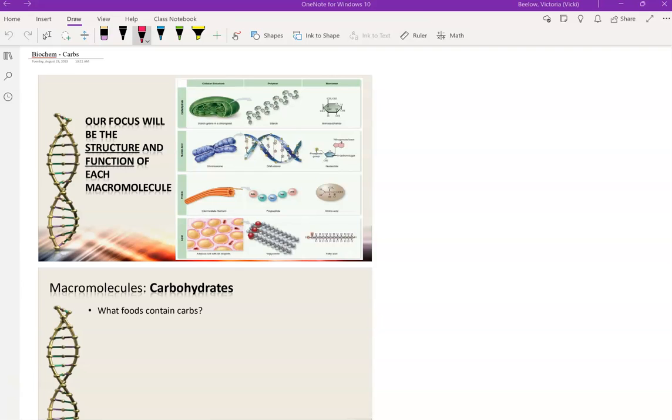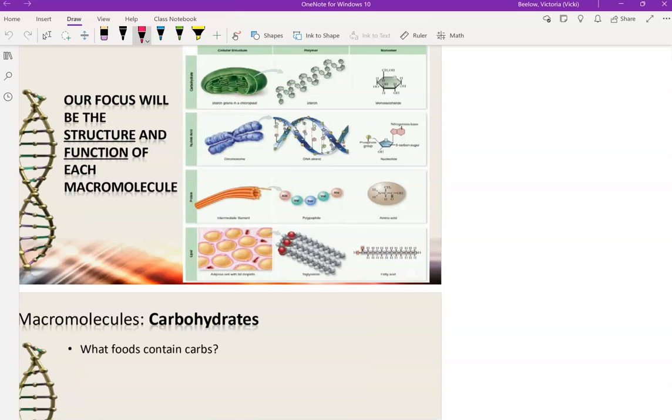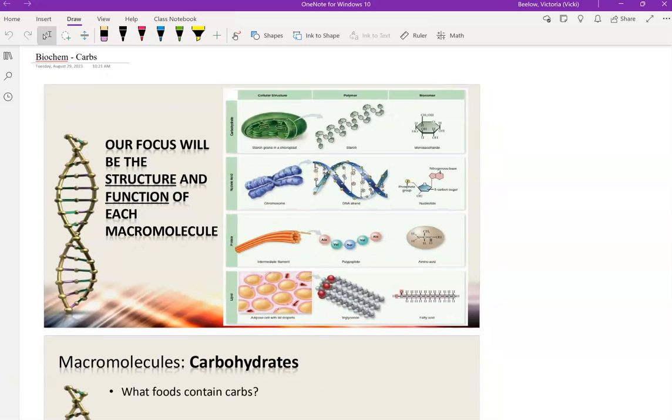In this video, I'm going to be going over the biochemistry unit and the carbohydrates notes. For this part of the biochemistry unit, we're going to be talking about 4 macromolecules: carbs, nucleic acids, proteins, and lipids. And we're going to talk about each of them in terms of their structure.